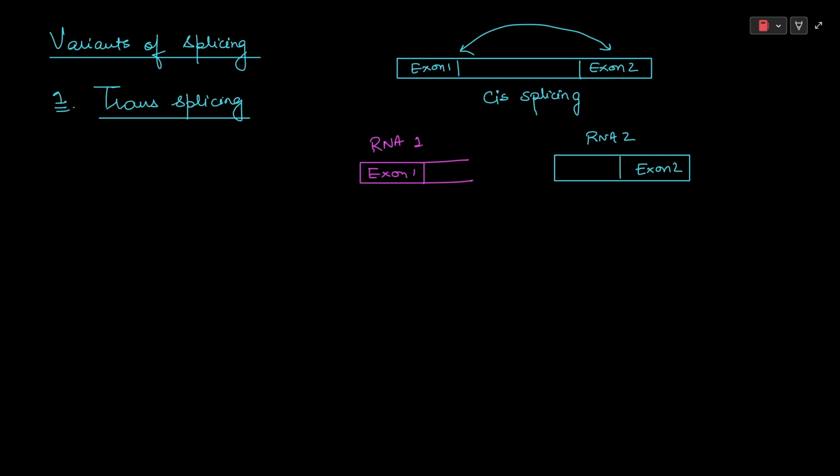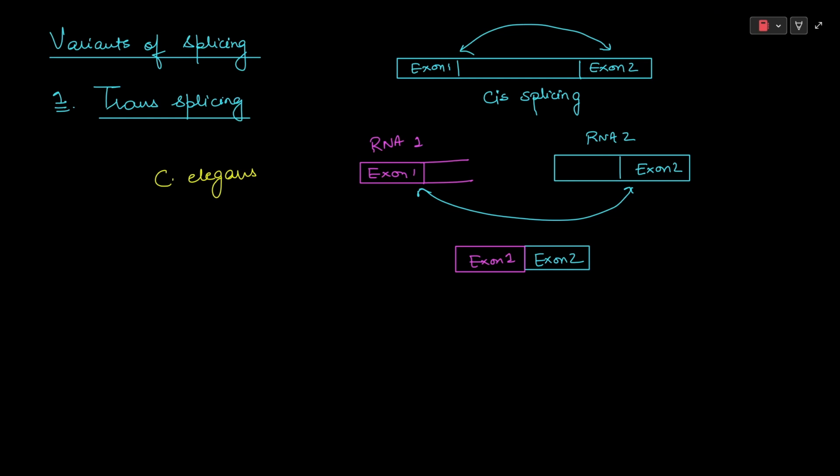In that scenario, if we are joining this exon with this one, this will result in what we refer to as trans splicing. So this will be your result. This kind of splicing is known as trans splicing. I will give you some examples. For example, it is most commonly seen in the nematode C. elegans. Most of its RNAs undergo trans splicing. However, cis splicing can also be seen in C. elegans.